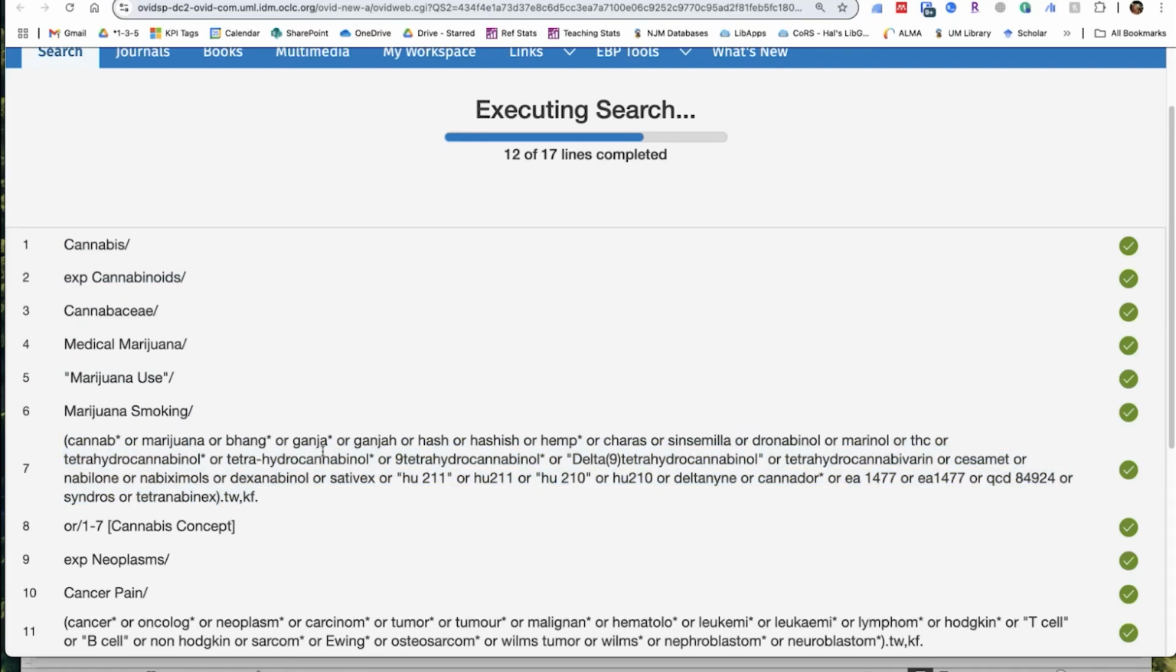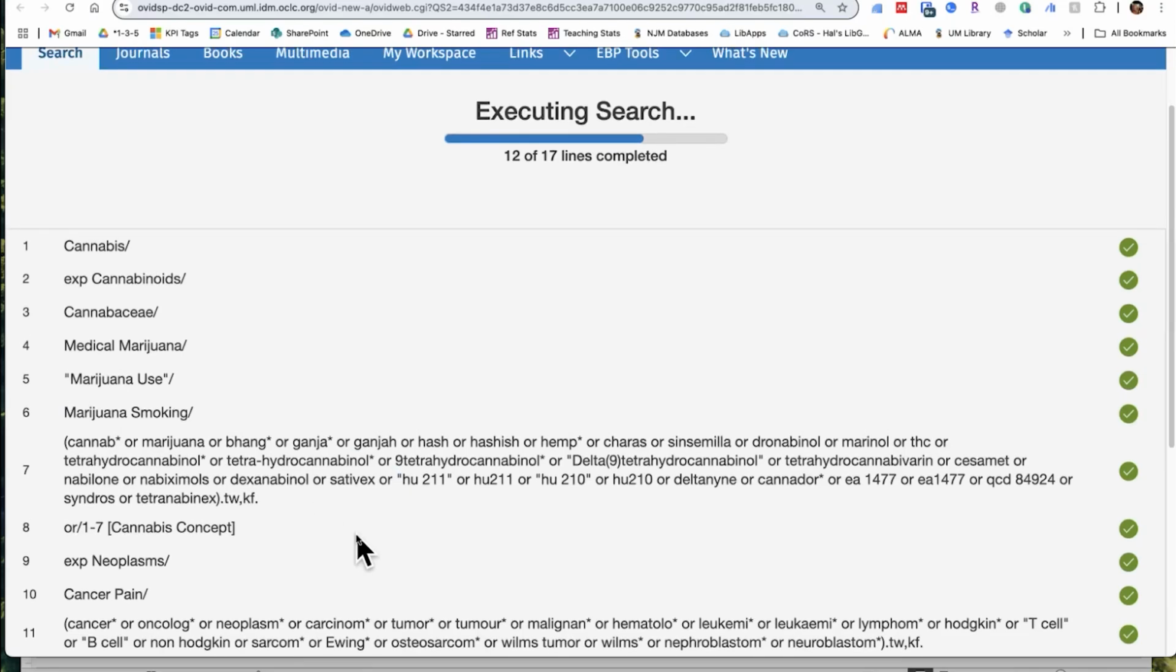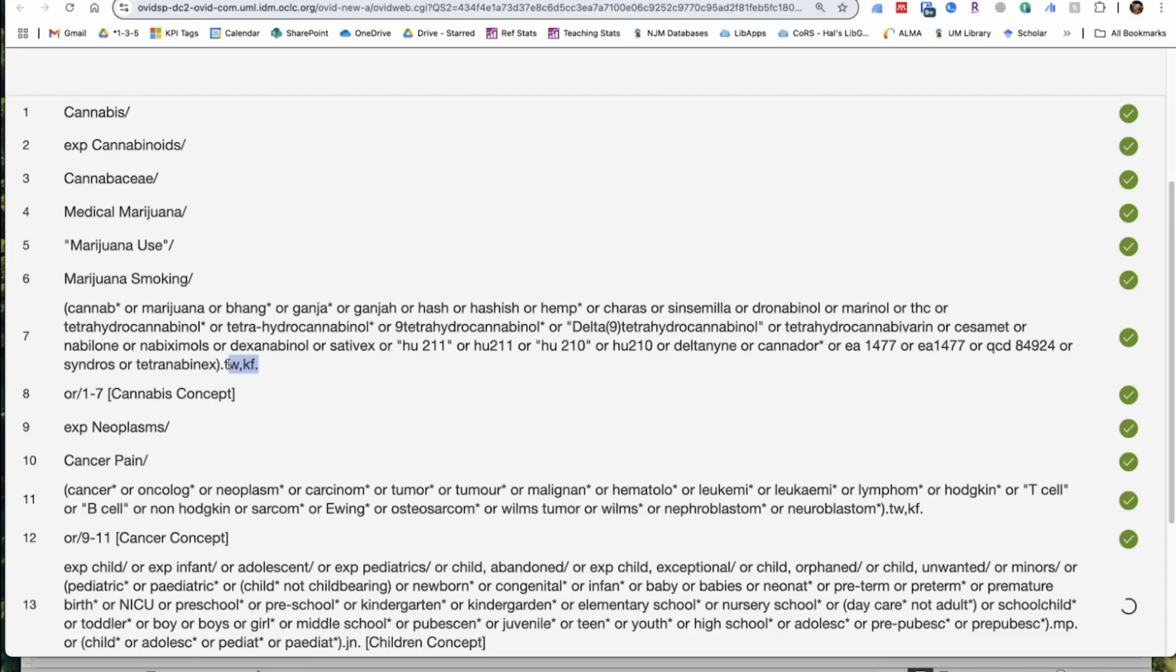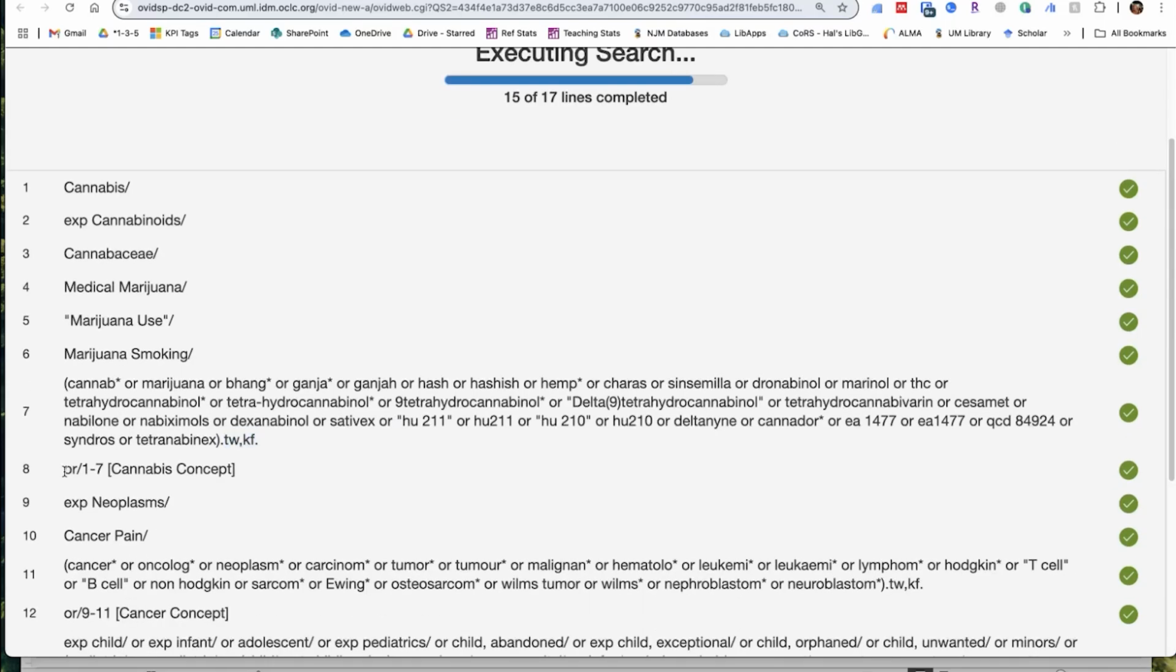And you can see I'm using a lot of these little asterisks. I've used phrase searching here and there. And my standard when I'm searching keywords in Ovid Medline, this is what I indicate, TWKF. That can be one of your little tips. And then I've grouped them all together. So here, what this is doing is I've said I want any of these.